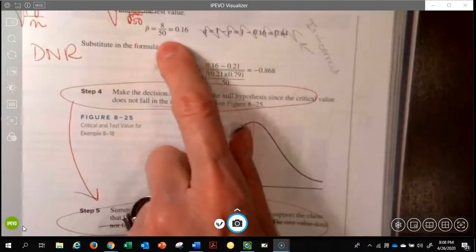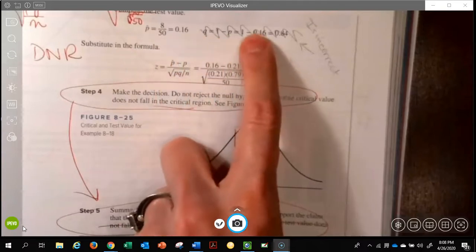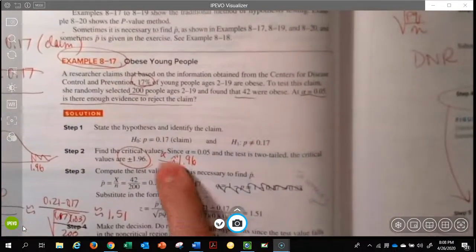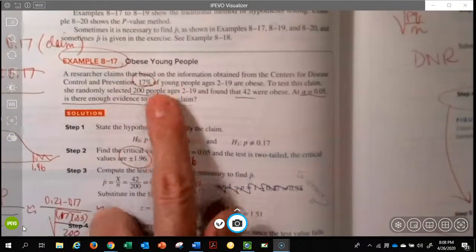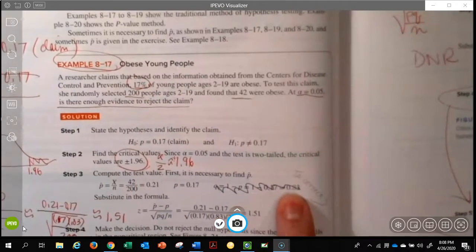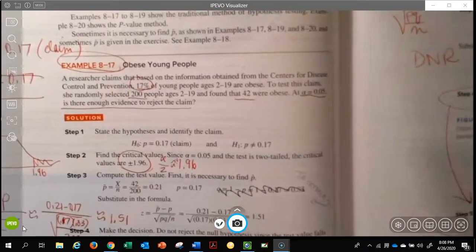On this one, they used P hat here, and that is incorrect. Here, they use the actual P, which is the proportion from the problem, and that one is correct. I just wanted to point those out, and also to give you a heads up on what you're going to see on the test. On our test, the hypothesis testing questions are going to be worth about 15 points each. So you need to know this process very well, practice it without looking at your notes, and feel very comfortable with it.